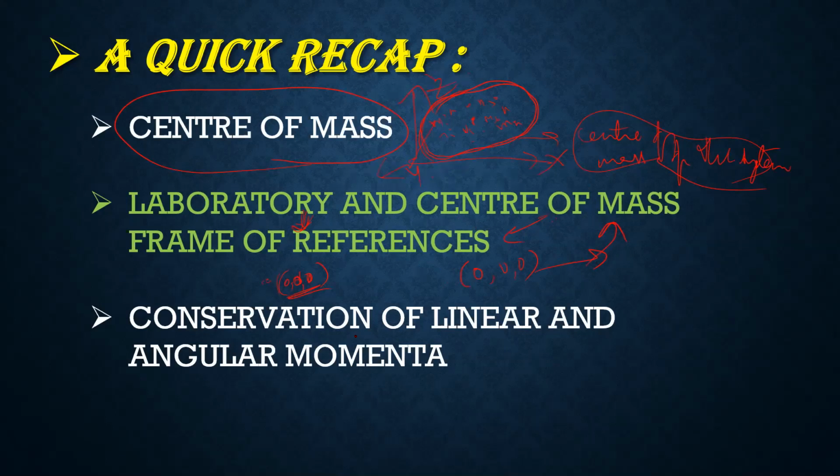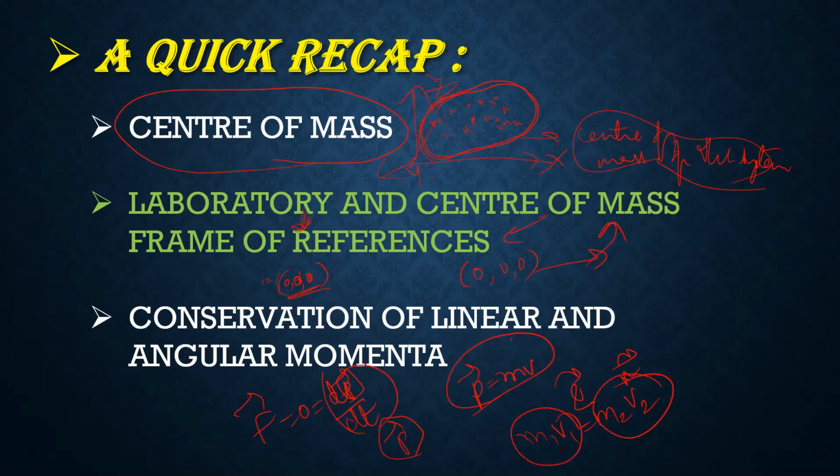Then we have done conservation of linear momentum and conservation of angular momentum. For conservation of linear momentum, we know that linear momentum P is equal to mv. I want this to be conserved, that means initial momentum is equal to final momentum. So how do I get this? Whenever the external force acting on the system is equal to 0, that is dp by dt equal to 0, then my momentum is constant. That means P remains constant, m1 v1 equal to m2 v2, my initial momentum will be equal to the final momentum. That means my momentum is conserved.